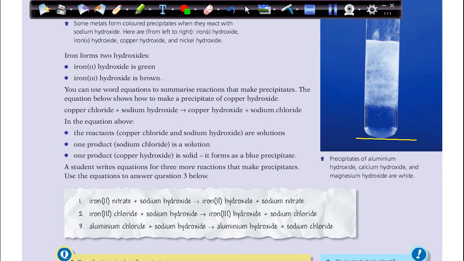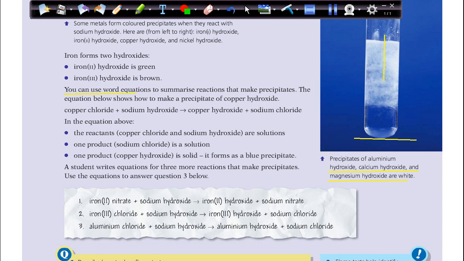We have here in this picture a white precipitate, which is precipitate of aluminium hydroxide, calcium hydroxide, and magnesium hydroxide. The three of them can form white precipitate, but they are not in the same test tube.